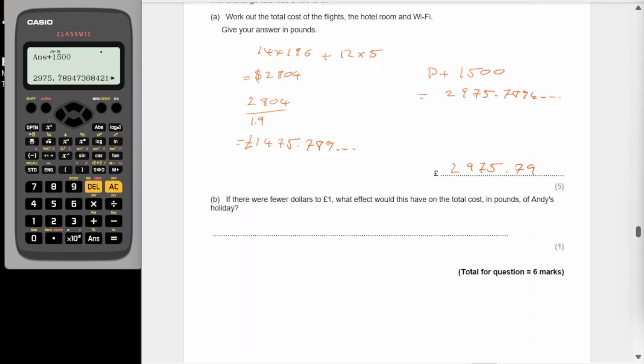Right, part B. If there were fewer dollars for £1, what effect would this have on the total price in pounds of Andy's holiday? So the price would rise, although the flights would stay the same. Hotel prices would rise, but flights will stay the same. It's only a 1 mark question though, so I think the price would rise would be fine.